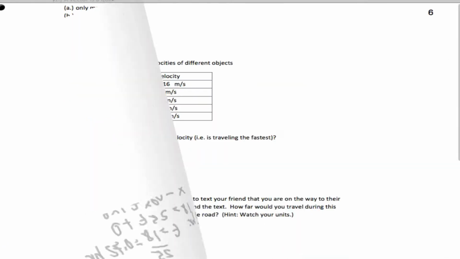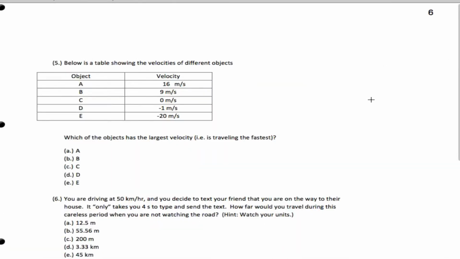All right, moving on to the next page. Below is a table showing velocities of different objects, and we want to know which object has the largest velocity. And this word "large", I want to be clear what we mean by this in this problem, is the absolute value. If we go by that standard, the one with the largest velocity is E.